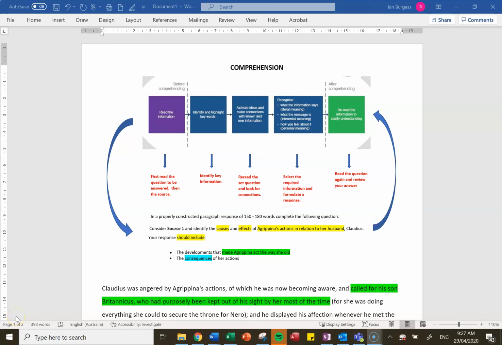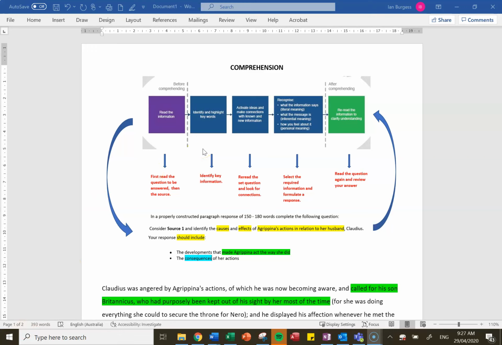The purpose of this video is to introduce you to the cognitive skill of comprehension and to walk you through the process, using an actual question and looking at a response to that question.